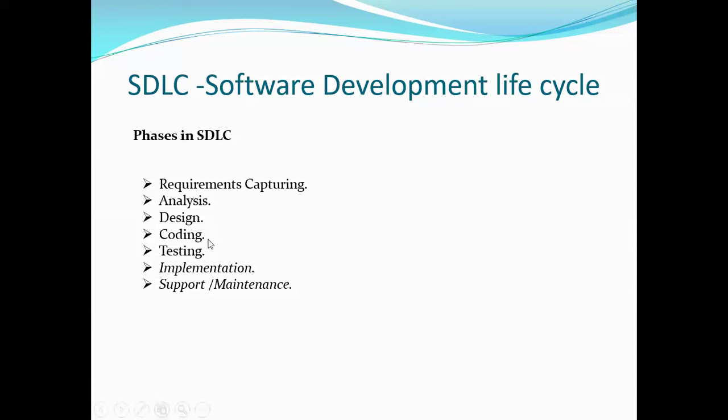Once the development is done, then we go for testing. Once testing is done and your confirmation is given, then we go with implementation. Once the implementation is done, then we go with support and maintenance. So this we call the software development life cycle. You cannot break this cycle. It should come in order: requirement capturing, analysis, designing, coding, testing, implementation, and support and maintenance.